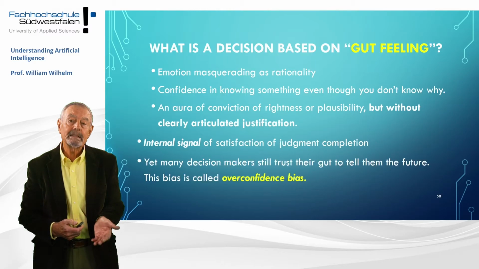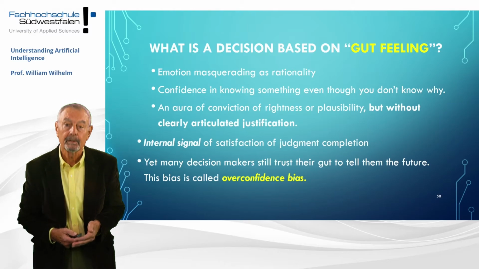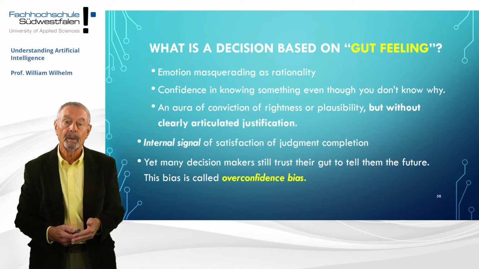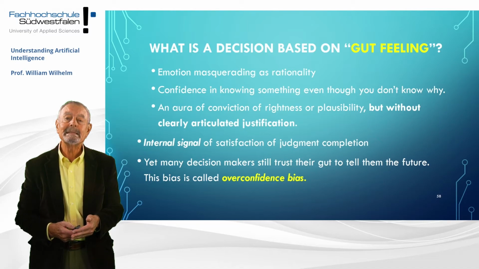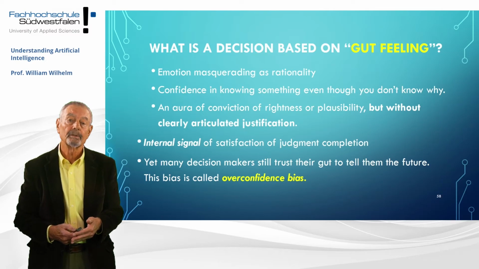Yet many decision makers still trust their gut to tell them the future. This bias is called overconfidence. To Kahneman, the most persistent and damaging bias is the overconfidence bias. Making detailed long-term predictions about specific events is simply impossible. The world is a messy place where minor events can have large consequences.